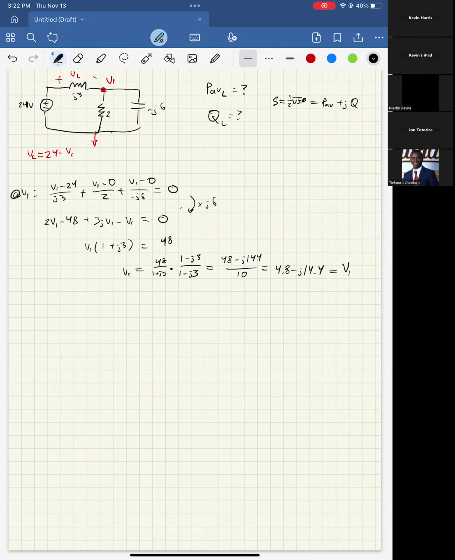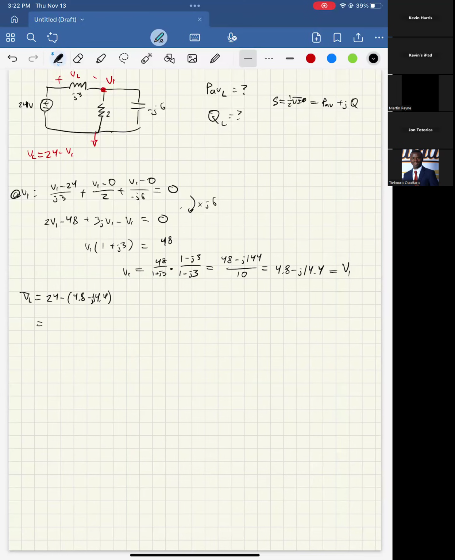Cool. Now we remember VL, which we needed to find here because it's in the complex power thing, is going to be equal to 24 minus V1, which we just found, 4.8 minus j14.4. The real parts subtract, and the sign of that thing is going to flip.